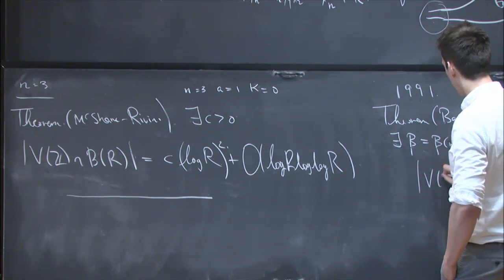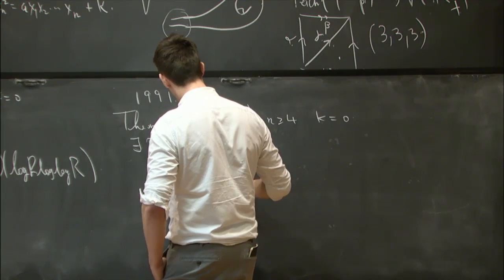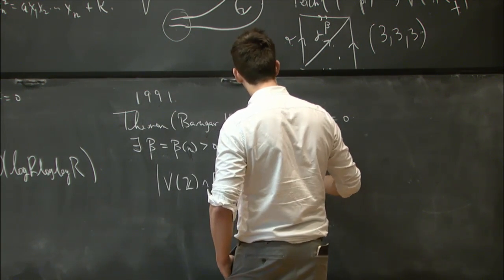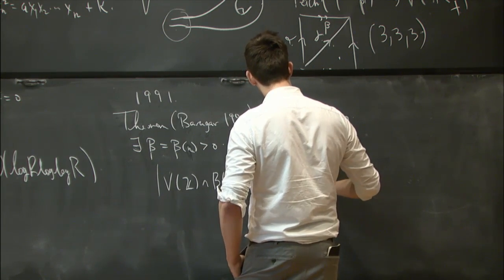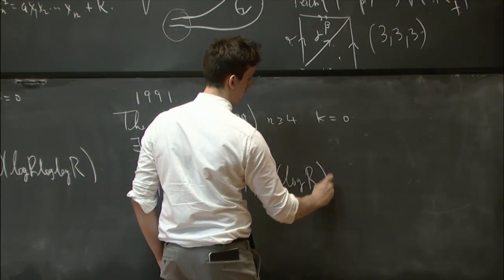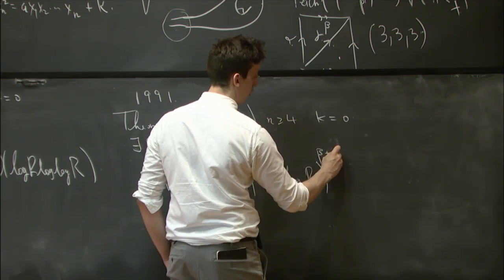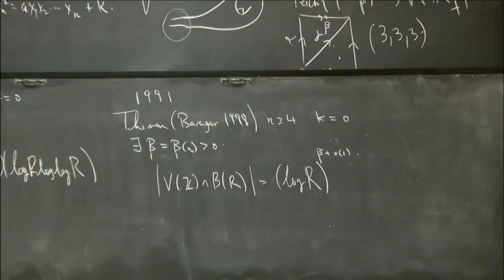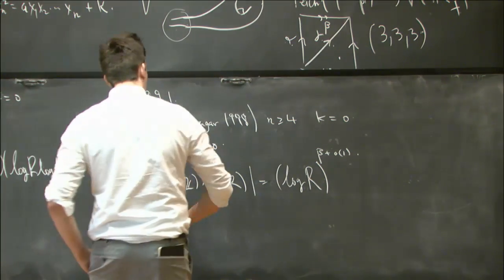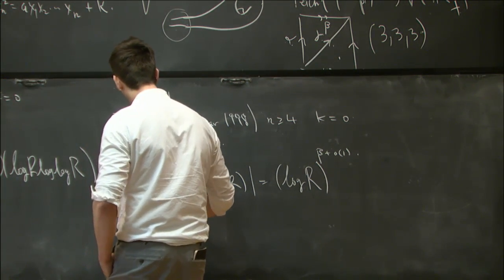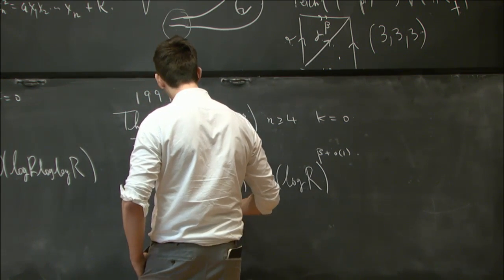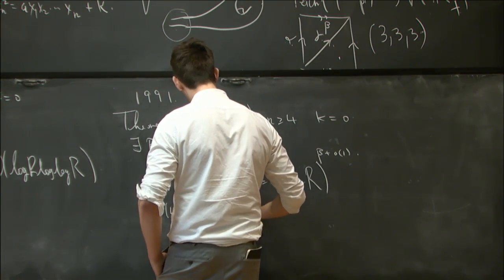It's the size of the intersection, which is log R to the beta. But then there's a small o of 1 here. So this is not a true asymptotic formula. And Barragar estimated, for example, that beta of 4 is in the range 2.43 to 2.48.